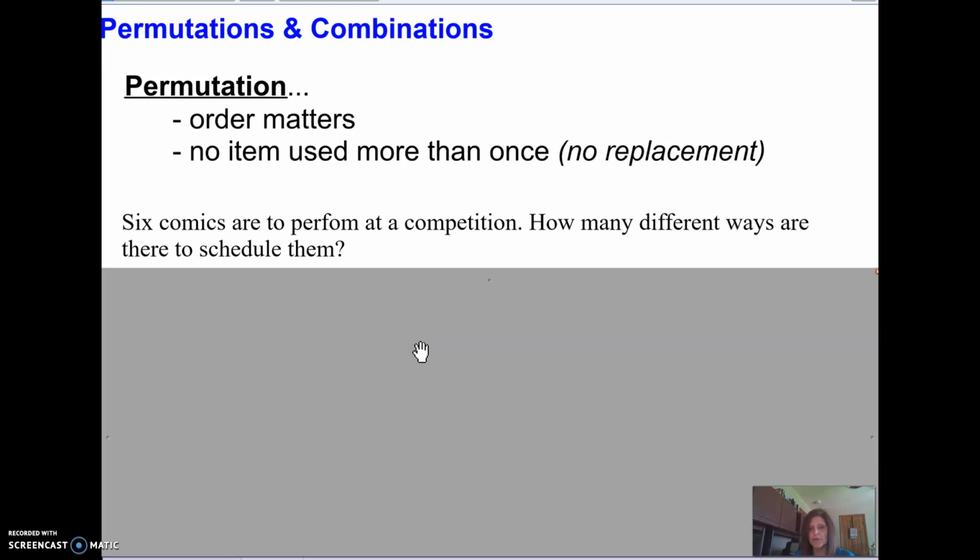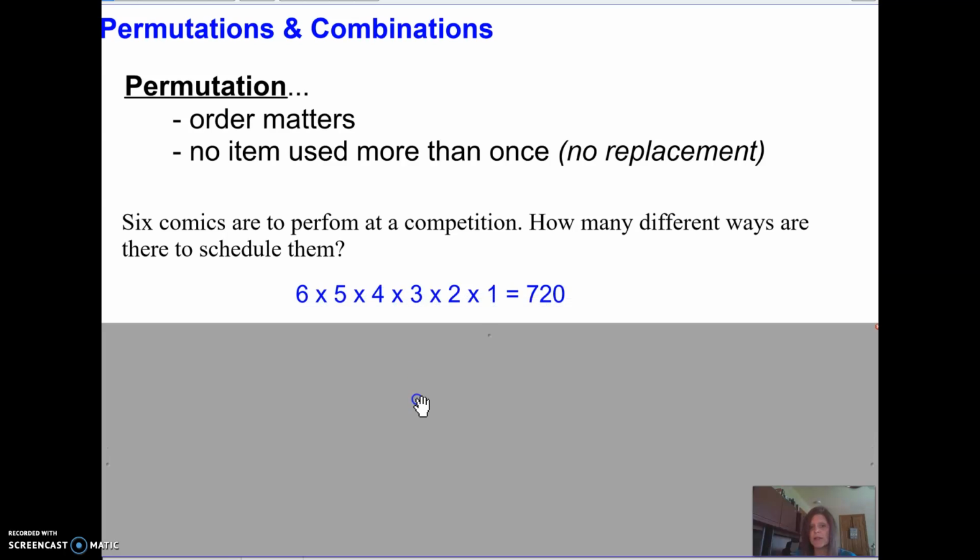Here will be an example. 6 comics are to perform at a competition. How many different ways are there to schedule them? Well, there's a key word there, schedule. So that means the order does matter if I'm putting them on a schedule. So I have 6 and then 5 and then 4, 3, 2, 1 options because there's no repeat. So each one, it goes down in what my possibilities are for scheduling them. So in this case, I'd have 720 different ways to schedule these 6 comics.